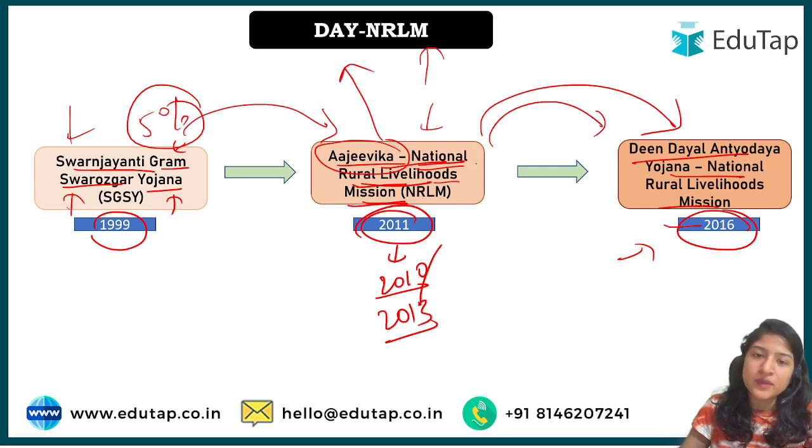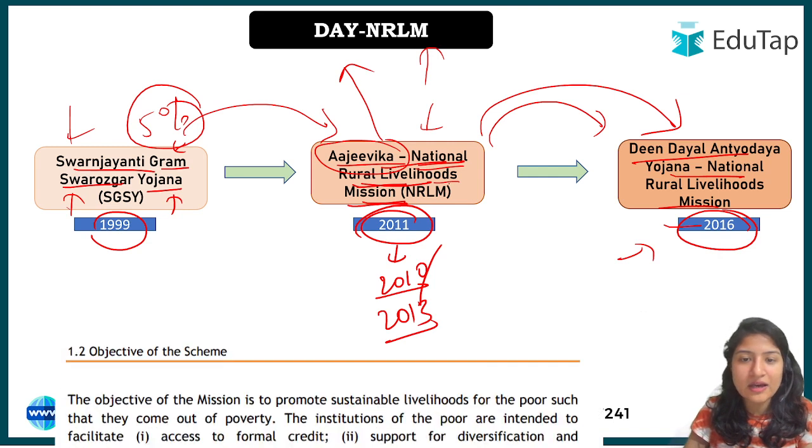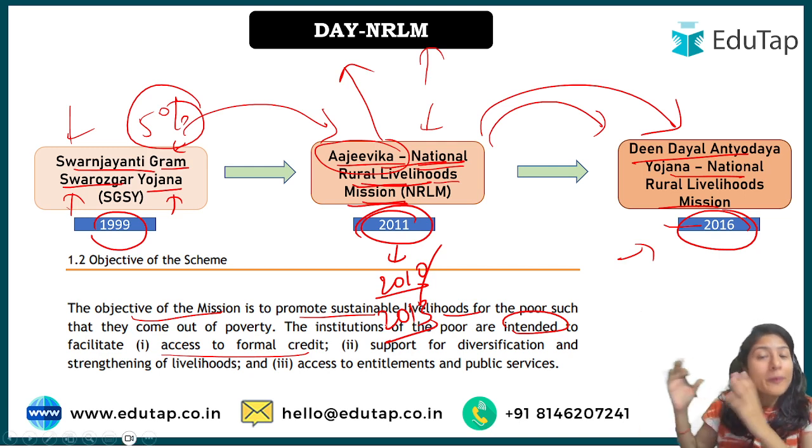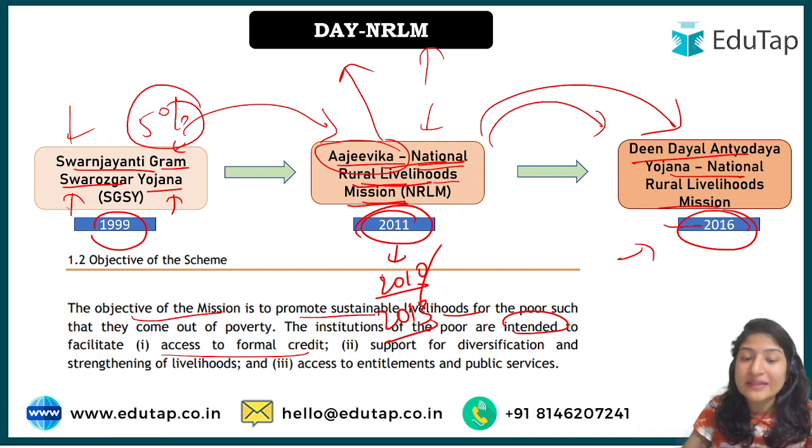So that is why I've just shown you the timeline, and now let's come up. Here's an objective also that you can remember. The objective of the mission is to promote sustainable livelihood. We have already talked about it, and there are three important things intended under this. First is access to formal credit. First of all, they should be aware of how they can actually take loans and open their bank accounts, doing everything to provide them with the access.